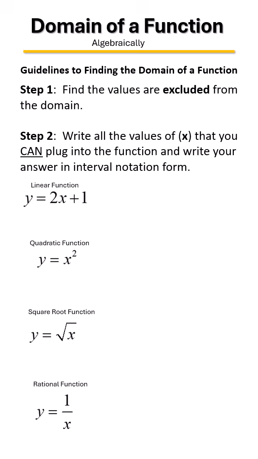We'll start with a linear function. You'll know a linear function because the degree of the x value is 1, versus a quadratic, where the degree of the x value is 2. Back to linear: there are no restrictions in terms of what you can or can't plug in. You can plug in a negative number or a positive, so any number, there are no restrictions. The same is true for a quadratic. You can plug in a negative, positive, 0, any number, there are no restrictions.